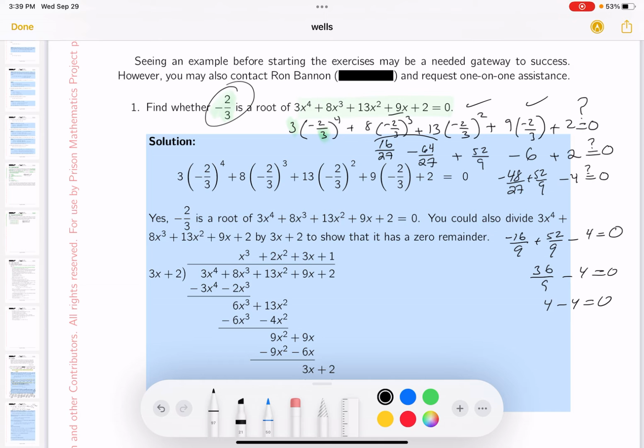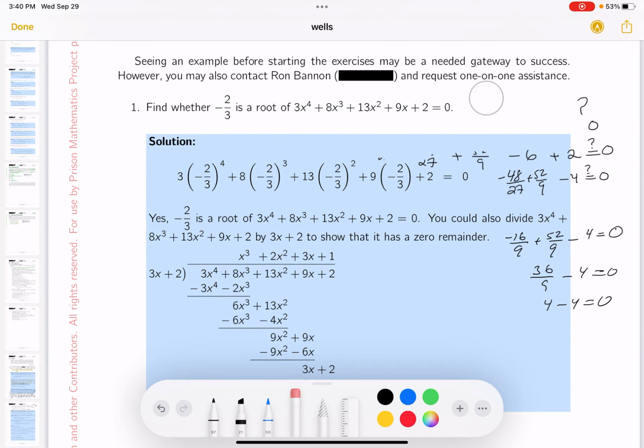All right, so someone says, would you do that? Let me just go through. I'm going to erase my chicken scratch work because I know it's true. I know it's a root. So I'm going to erase all that stuff I did up here.